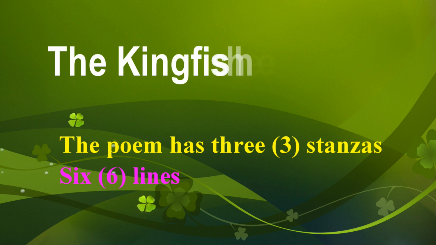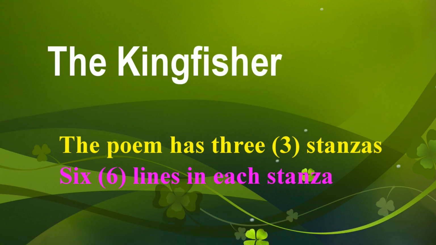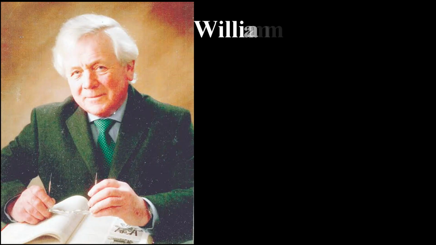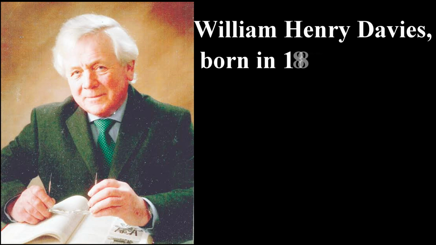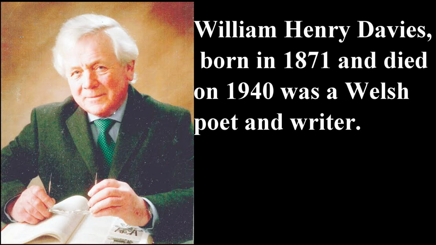So, as we can see, this particular poem is constructed in a division of 3 stanzas. Before coming to the contents of the poem, let us first try to understand a little bit about the poet. William Henry Davies was born in the year 1871 and died in 1940. He was a Welsh poet and writer.